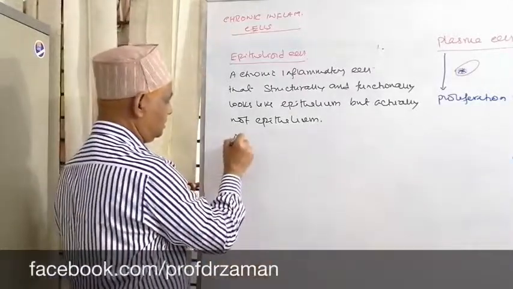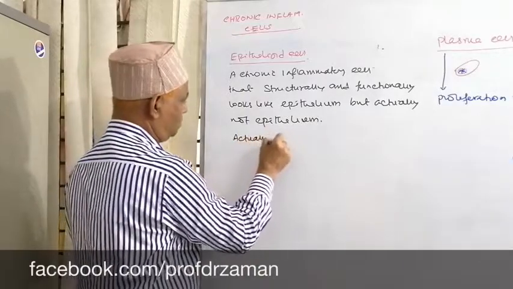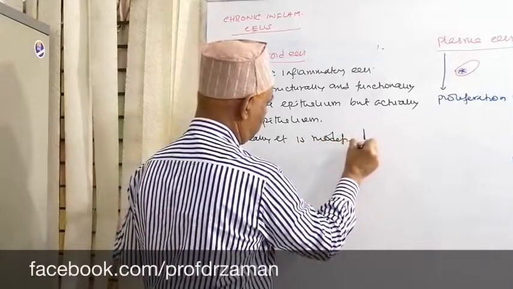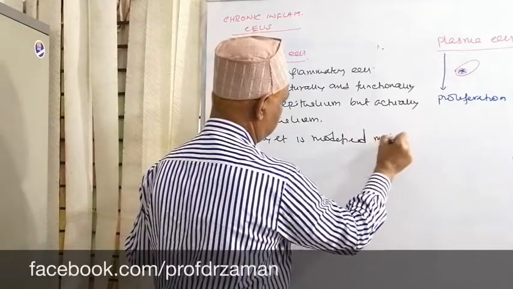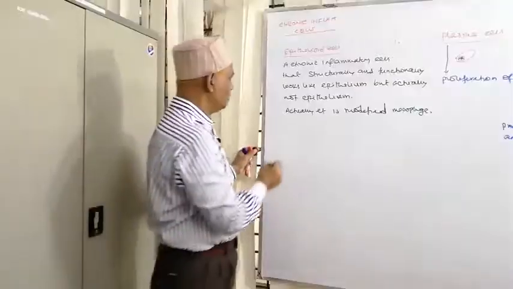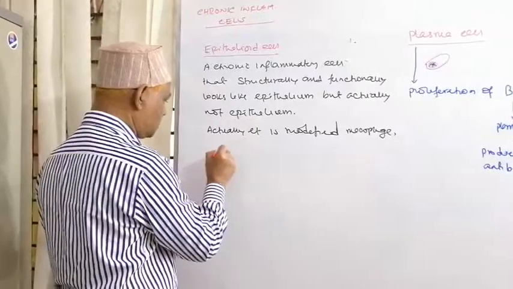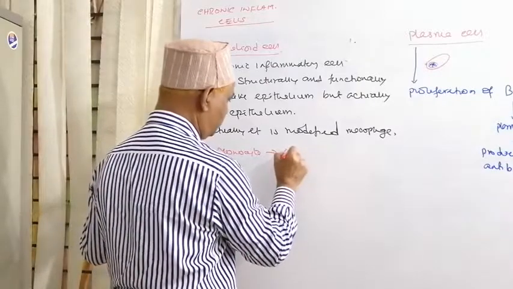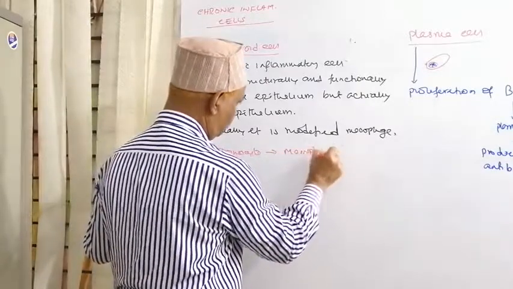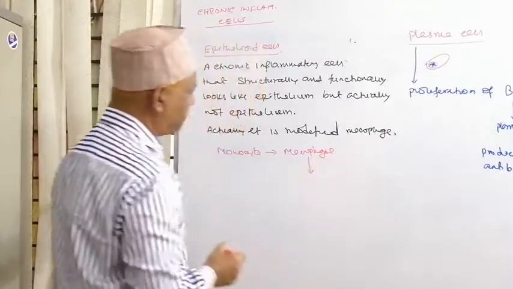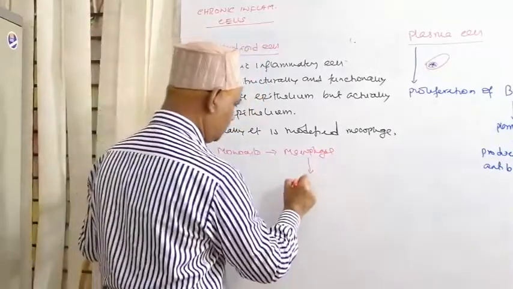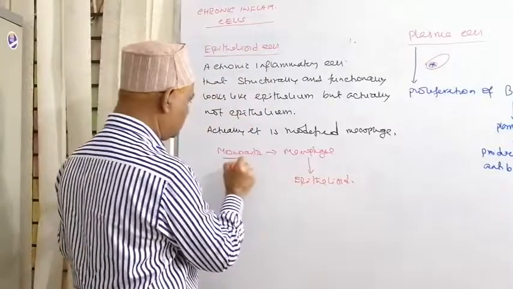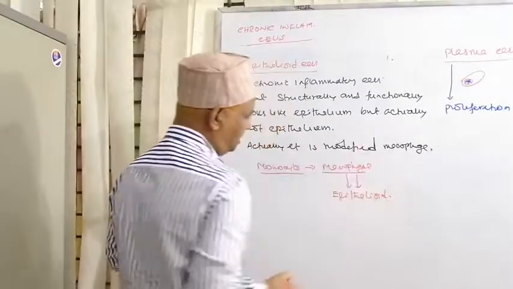Actually it is modified macrophage. So if you think from blood, this is the monocyte. When it comes in tissue it is known as macrophage. And when the macrophage is modified, then it is called epithelioid cell. So from monocyte we get macrophage, and from macrophage we get epithelioid cell.